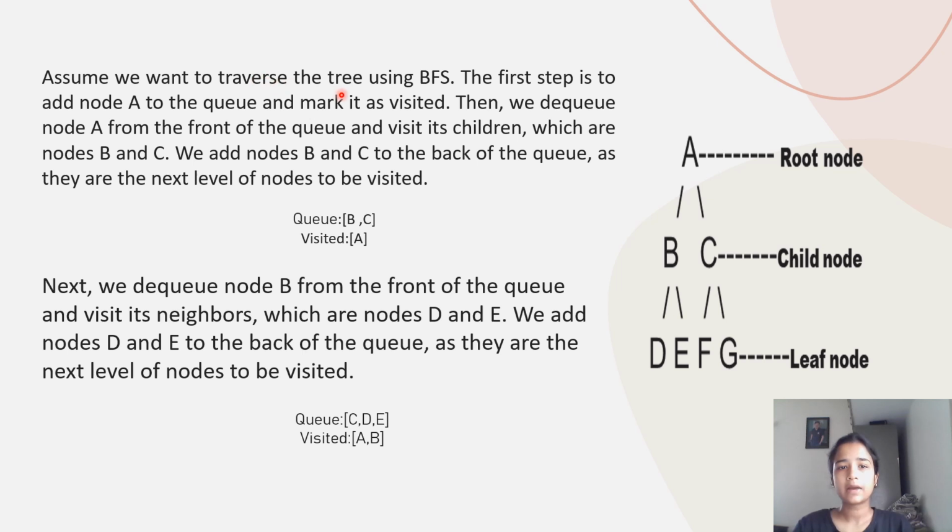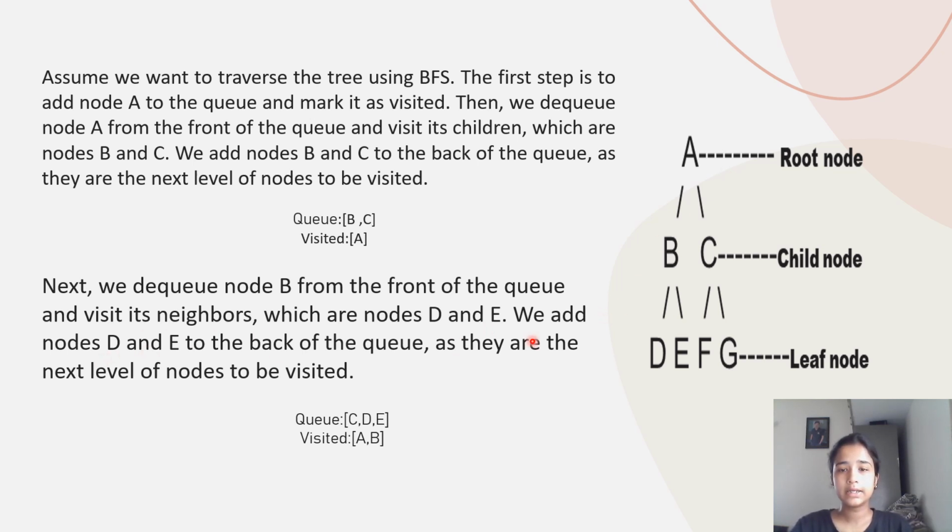Assume we want to traverse a tree using BFS. The first step is to add node A to the queue and mark it as visited. Then we dequeue node A from the front of the queue and visit its children, which are B and C. We add nodes B and C to the back of the queue as they are the next level of nodes to be visited. Next we dequeue node B from the front of the queue and visit its neighbors, which are nodes D and E.